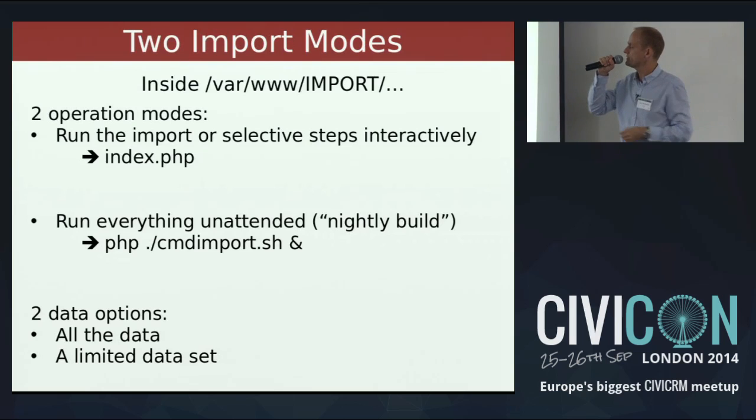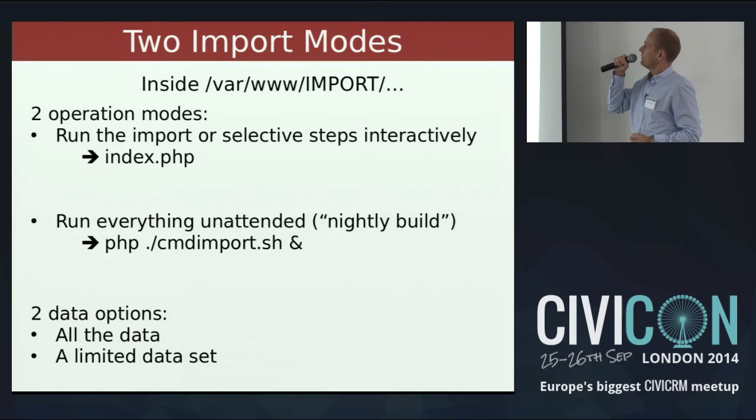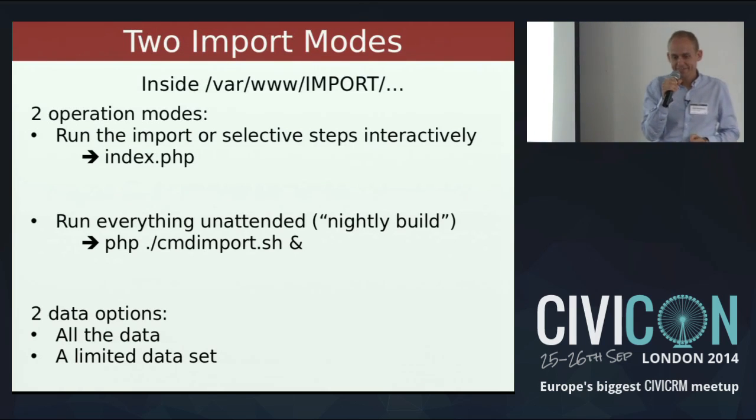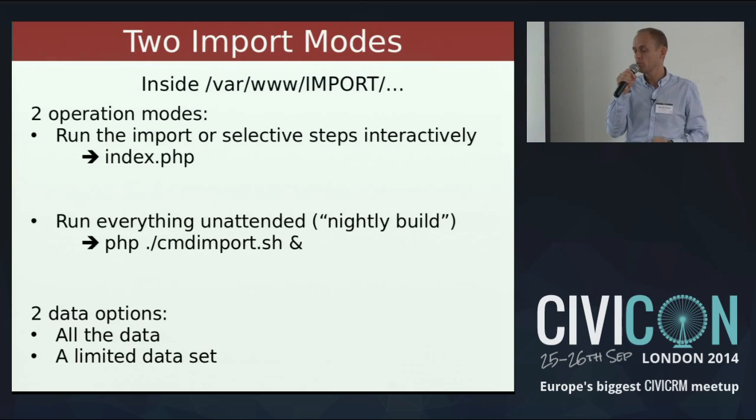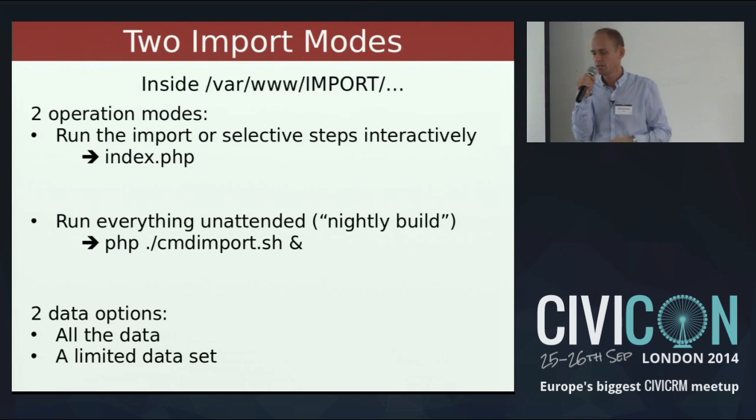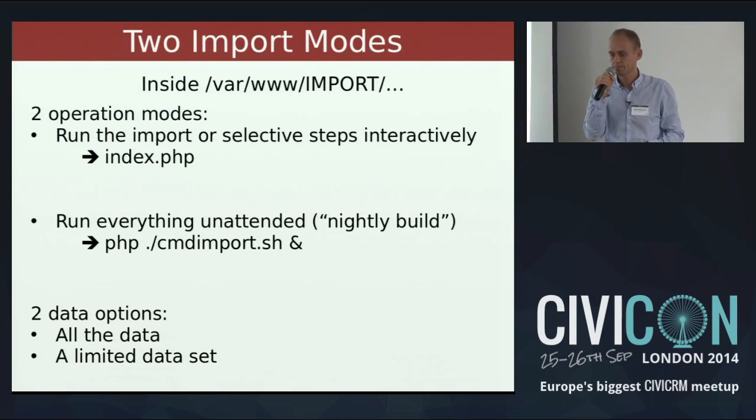Now, if we look at how we programmed the migration, we had two operation modes, what I would call. We could start our migration with a web page. We created a simple web page with a few hyperlinks, and every hyperlink corresponded to a particular import. For instance, import memberships, import newsletter subscribers, etc. So step by step, we could use that way of importing data if we were working on a specific area.